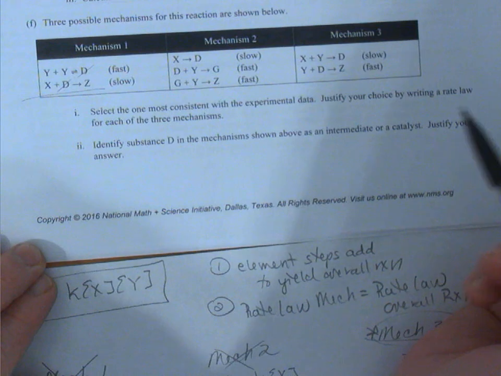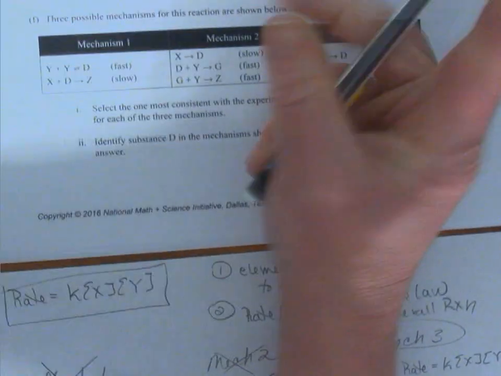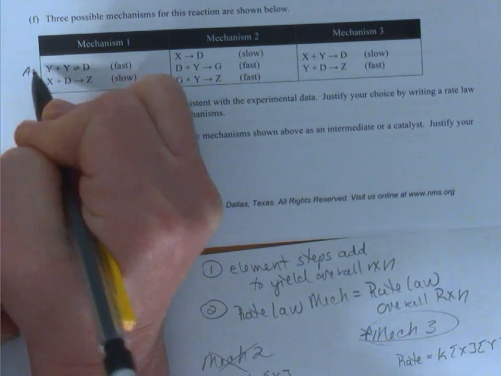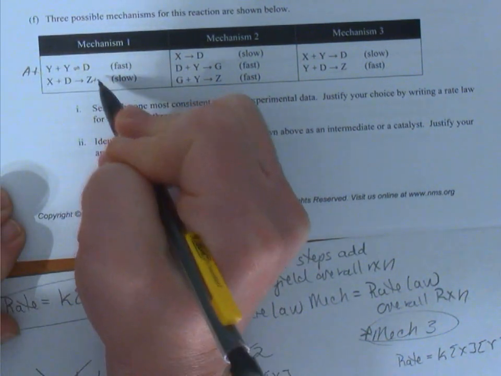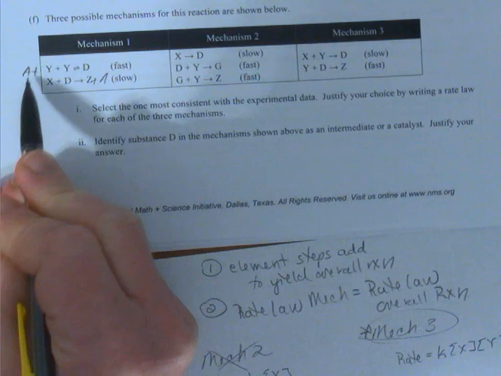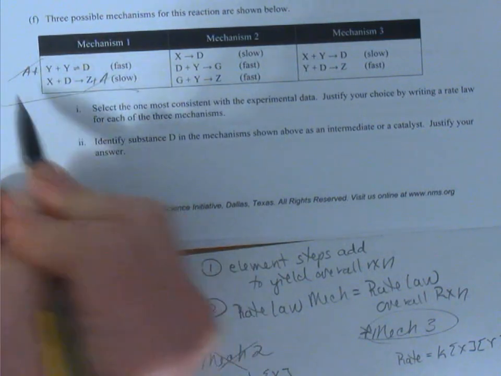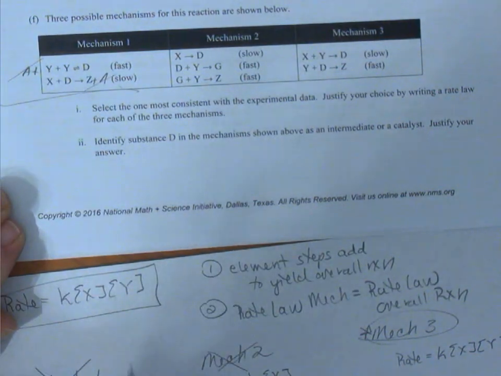We do not have any catalyst shown here, but let's just say that if we had A and then we reproduced it, it'll cancel out and not show up, but we saw it first as a reactant, so then it's a catalyst.